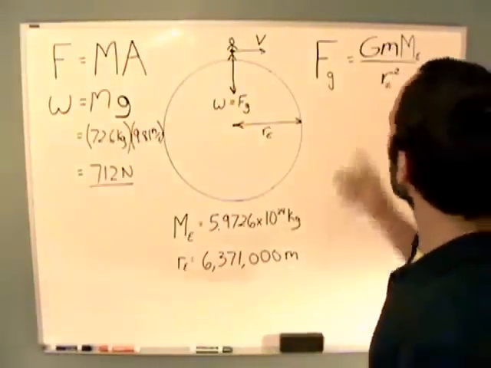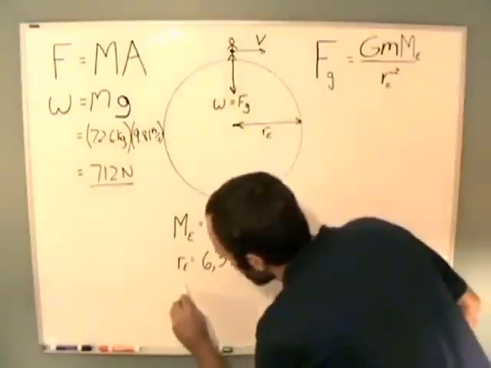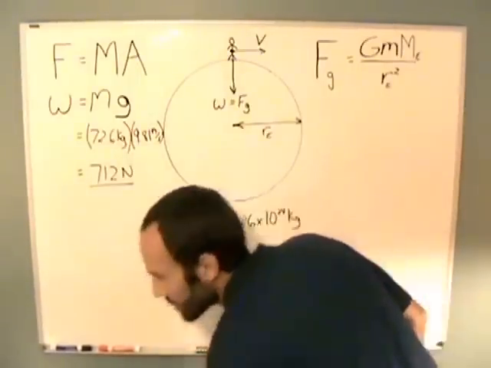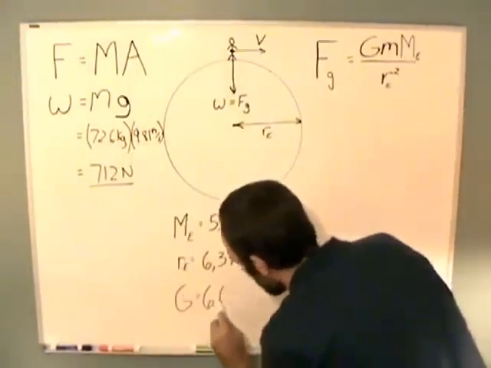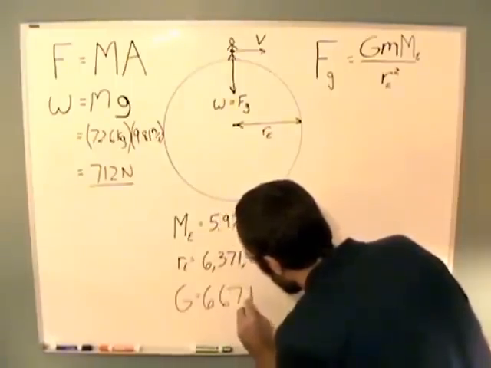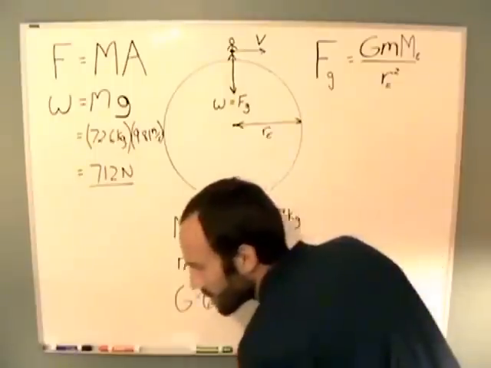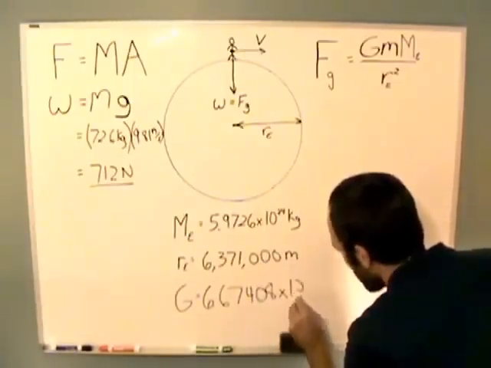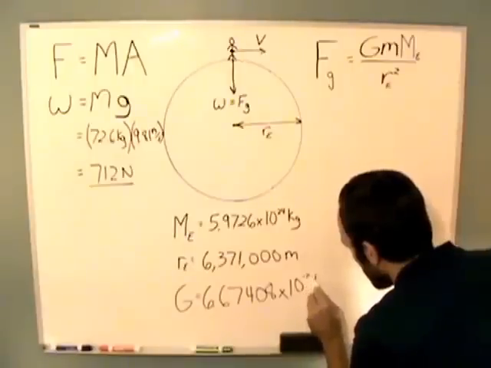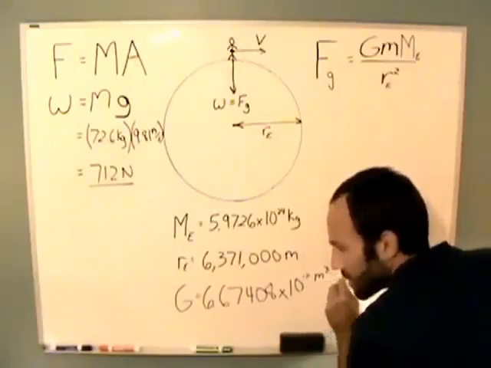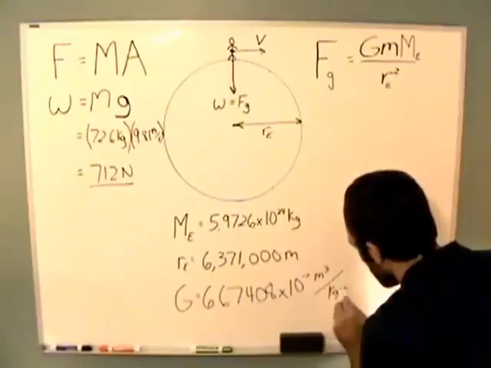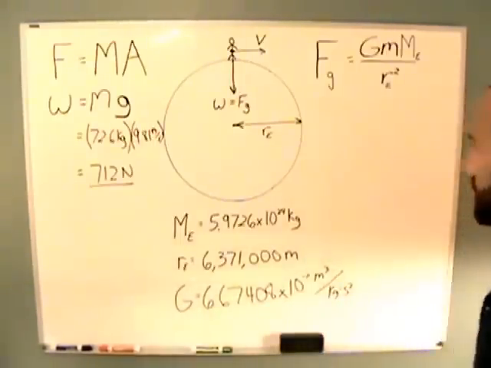Okay? And the gravitational constant, which I should have written down here, is equal to 6.67408 times 10 to the negative 11 meters cubed over kilograms times seconds squared. Okay?